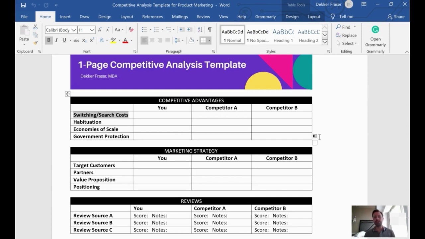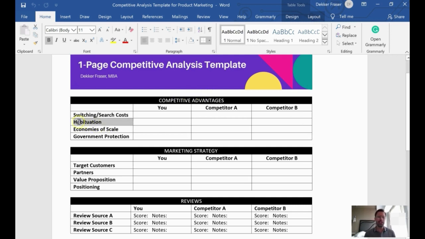The other is search costs. So these are things that make it difficult to find replacements for the product that you're currently using. An example of this would be if you are buying something that's highly specialized, like a certain IT specialist or a specialized professional. Sometimes it's very difficult to find them, particularly in a specific region.